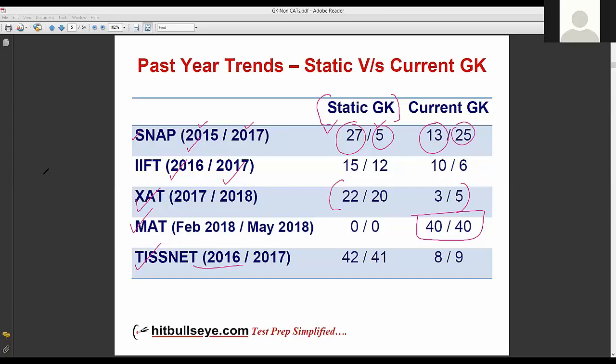So Pratyush is saying the syllabus has changed for SNAP. Now they focus on current GK the most. See, Pratyush, they might be focusing on current GK right now, but you know what? You're not sure what will happen the next year because there's no syllabus as such, right?